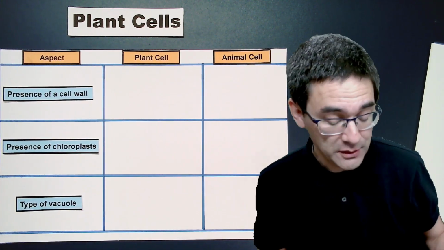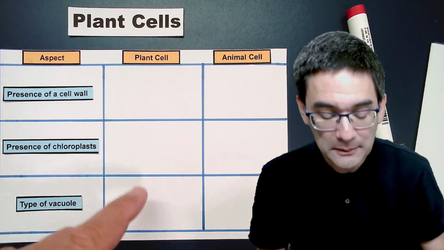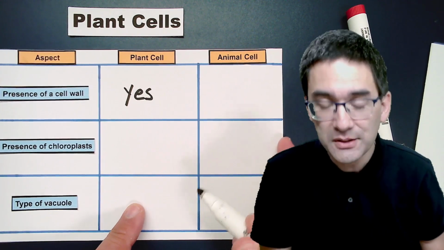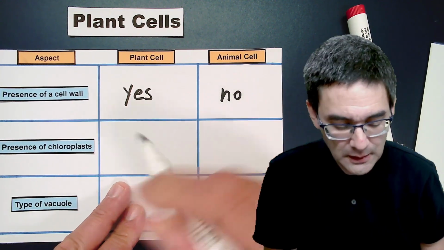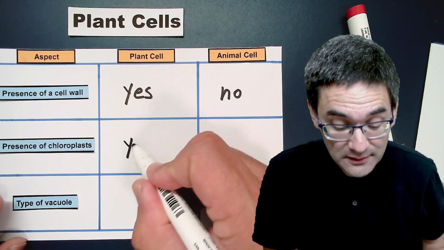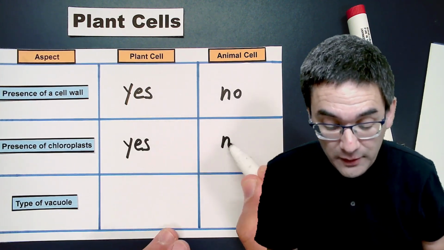What we're going to do now is quite simple. Presence of a cell wall. Plant cells, I can fill this out with yes. And animal cells, no. Presence of chloroplasts. Plant cells, yes. Animal cells, no. Now I have to tell you something.